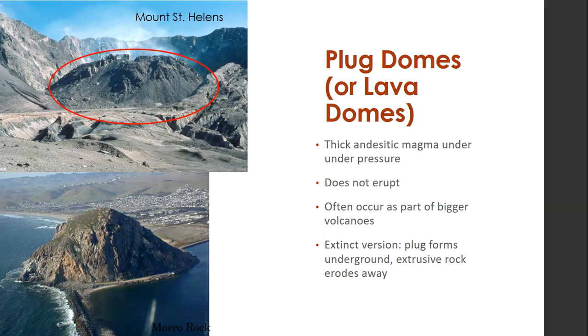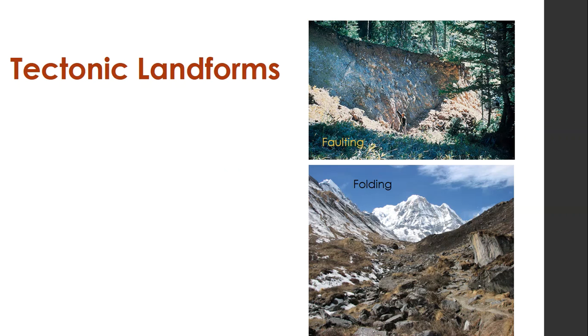You can see extinct versions of plug domes: plugs that form underground, and then the extrusive rock erodes away, and you wind up seeing these extinct plug domes, which relates to what we talked about regarding extrusive and intrusive rock in the previous module. We are going to come back and talk about other types of tectonic landforms, earthquakes, and tsunamis in part 3 of this chapter.